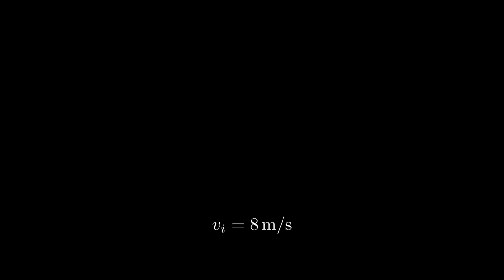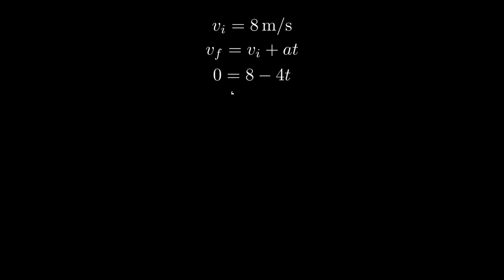Now we use the equation final velocity equals initial velocity plus acceleration times time. Initial velocity is 8, final velocity is 0, acceleration is -4. Now we plug everything in, and then we can simplify this to find that the time is 2 seconds.